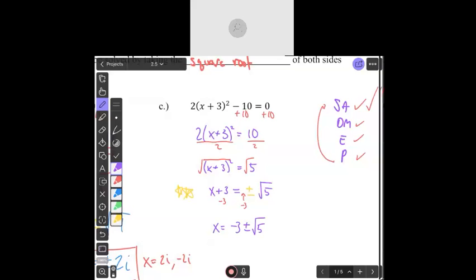So there's our 2 answers. And again, how you would type that into WebAssign would be negative 3 plus the square root of 5, comma.